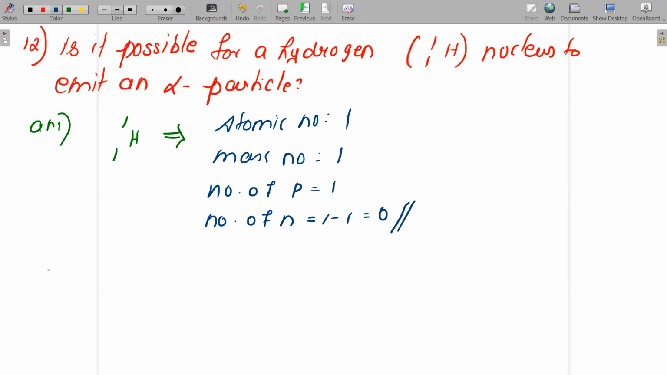Am I right? So here what you understood? From this, we understood that number of neutrons is less than number of protons, right? When the number of neutrons is less than the number of protons, the nucleus is not radioactive. When the number of neutrons is more than the number of protons, then only the nucleus will become radioactive. From this, we understood the nucleus is not radioactive. If it is not radioactive, will it emit an alpha particle?